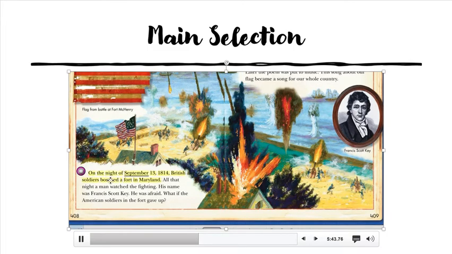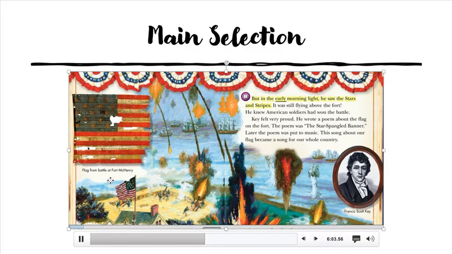On the night of September 13, 1814, British soldiers bombed a fort in Maryland. All that night, a man watched the fighting. His name was Francis Scott Key. He was afraid. What if the American soldiers in the fort gave up? But in the early morning light, he saw the stars and stripes. It was still flying above the fort. He knew American soldiers had won the battle.